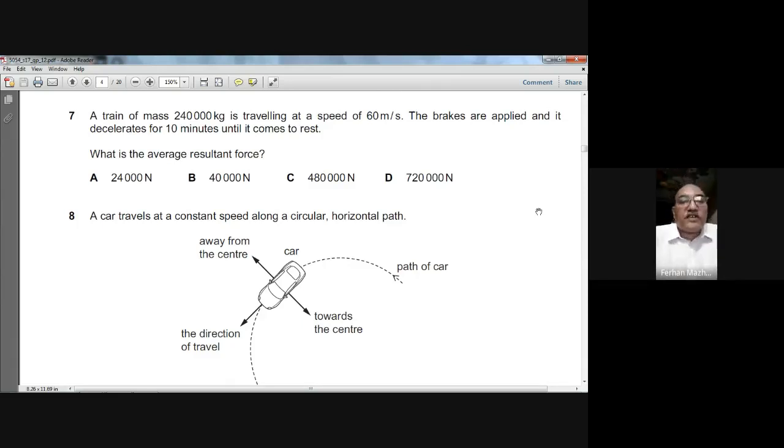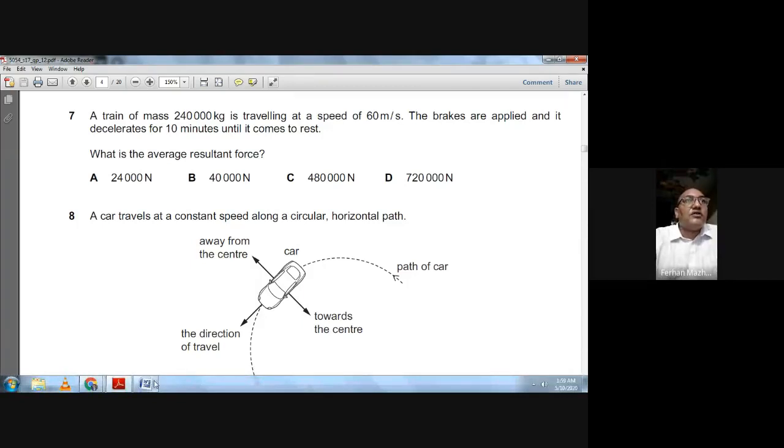So you see here, you first have to find out the acceleration. The initial velocity is 60 meters per second. Final velocity is 0 meters per second. The time taken is 10 minutes, but we will take the time in seconds, so we will multiply 10 minutes with 60. You will get the time 600 seconds. Once you have found the acceleration, then you can apply the formula: resultant force is equal to ma. I have done this on paper. Let me show you my working.